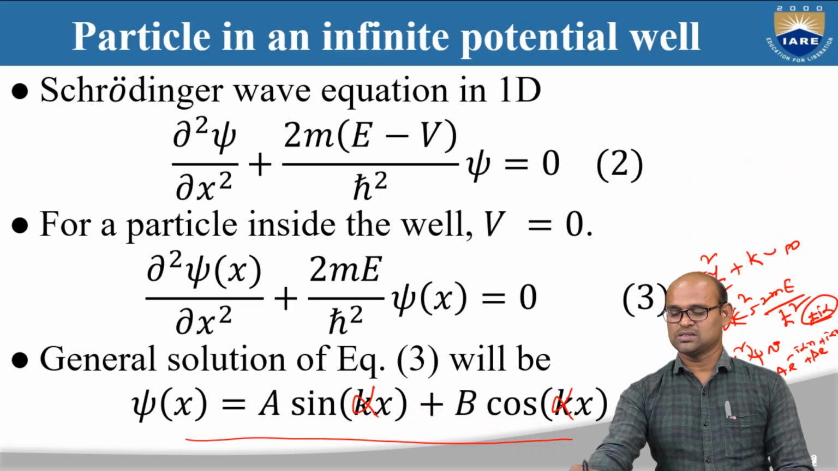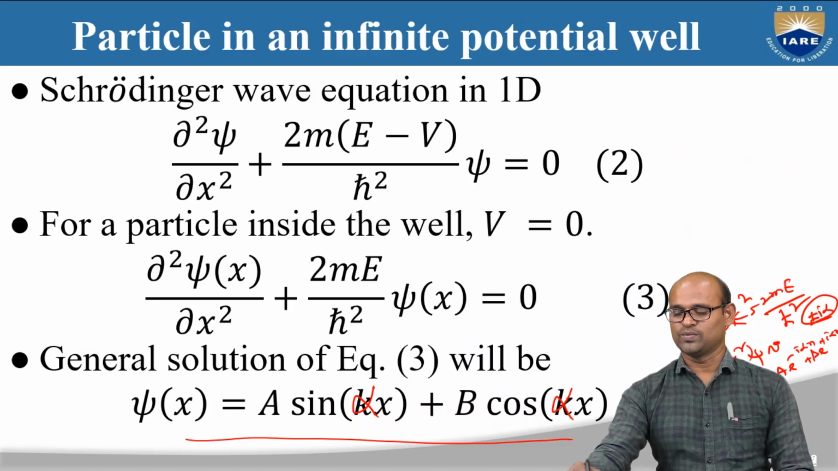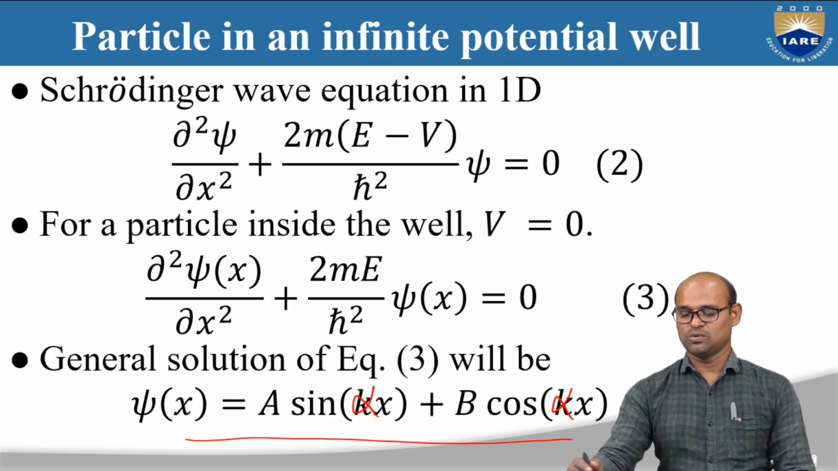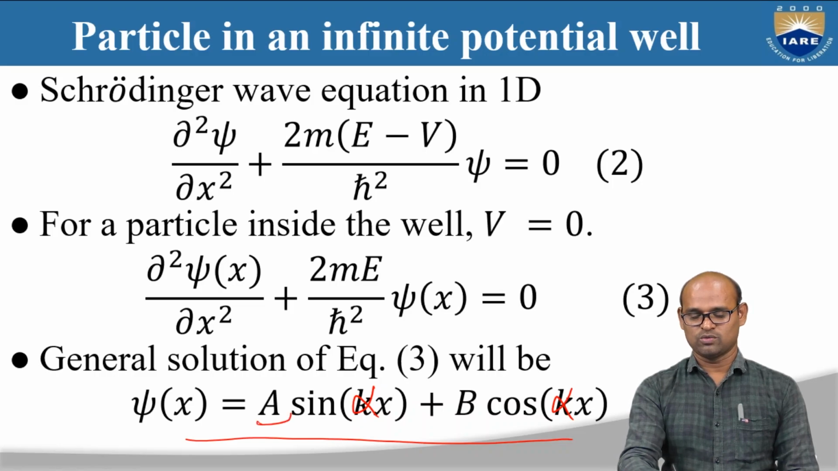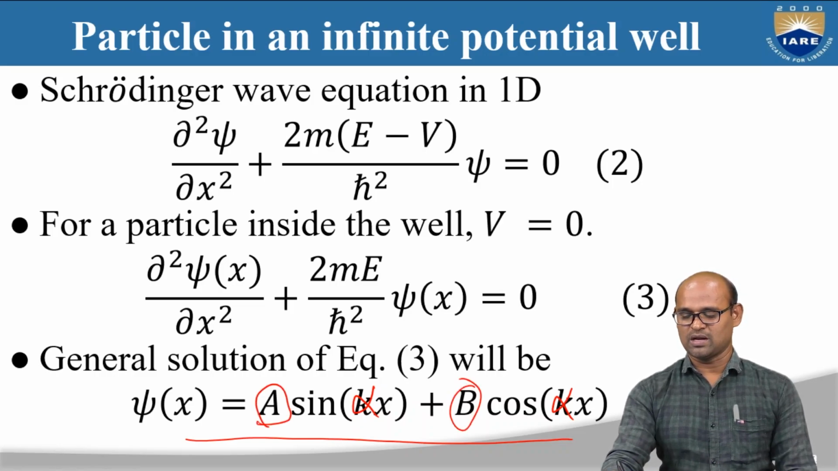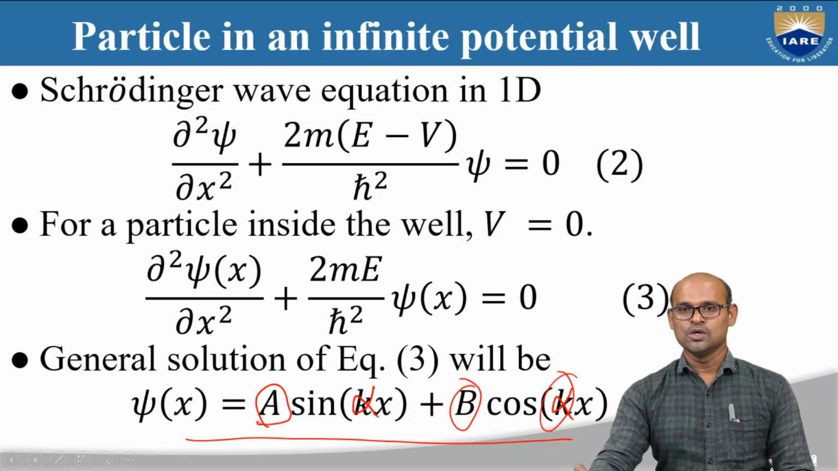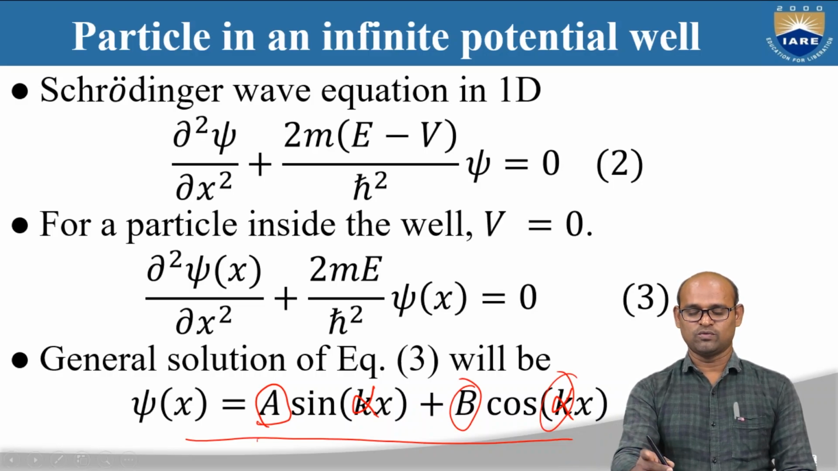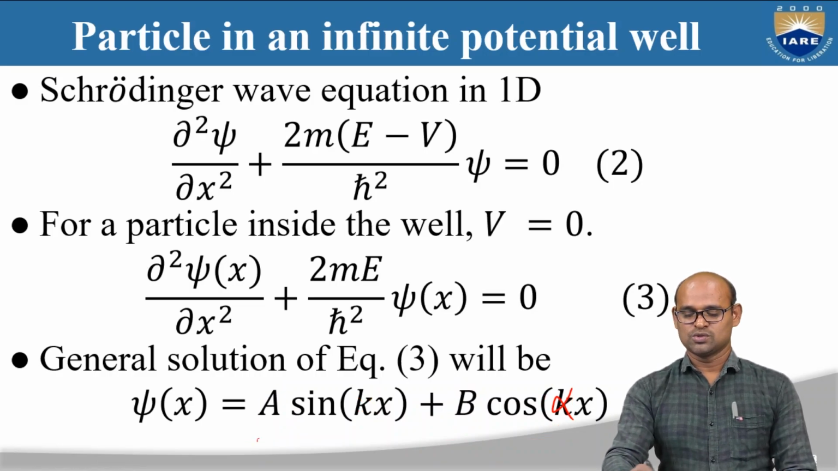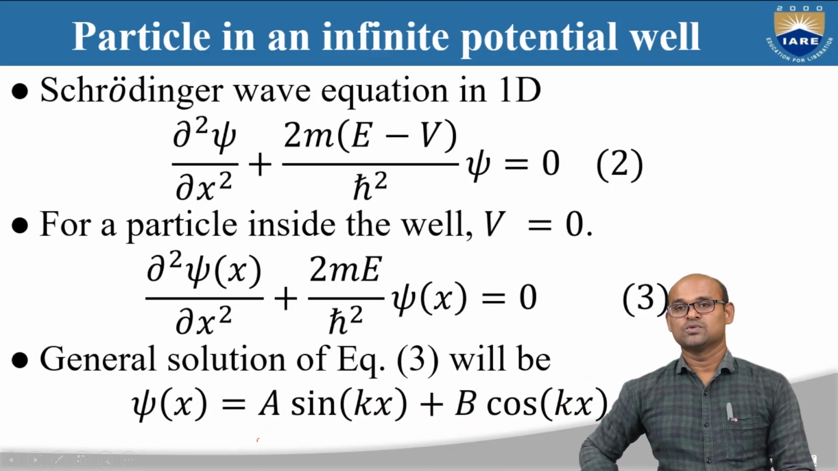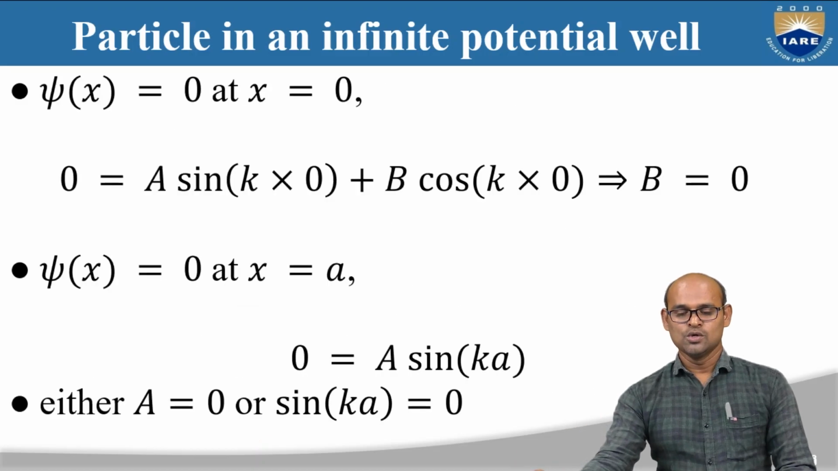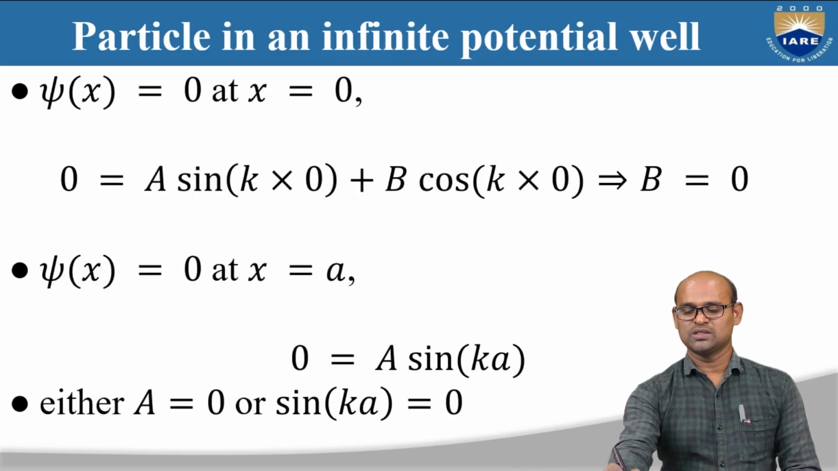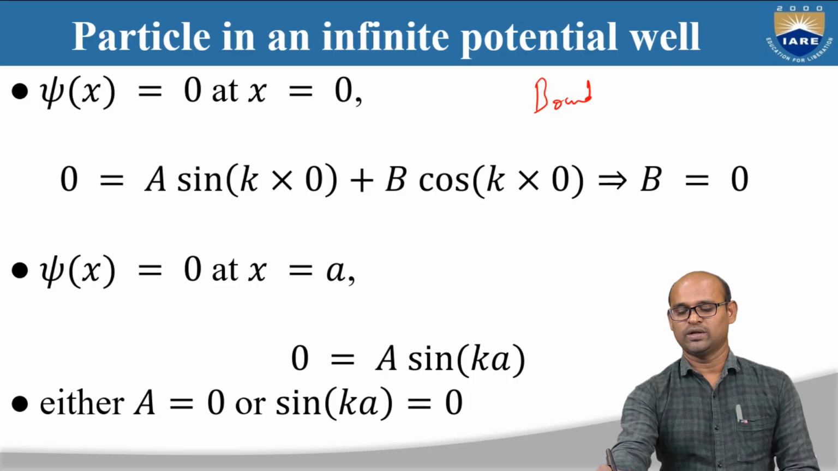Now let us try to find out the unknown constants. We already got the wave function, but unfortunately there are two unknown constants, A and B. So we have to find out what A is and what B is; alpha we already know. If we can find A and B, then we completely get the wave function, and our work is done. So our aim is to find these unknown constants, and to find them I am using the boundary conditions.